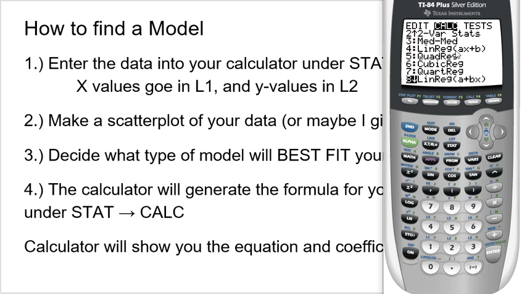It actually doesn't matter. For example, the A value in AX plus B is the slope, but in number 8, it's the B value that is the slope. So you don't have to get confused if you don't want to. Just don't use number 8, use number 4 for the linear regression. Then we have our natural log, our logarithmic regression. We have our exponential regression. Power regression. And if you're wondering, what's regression?